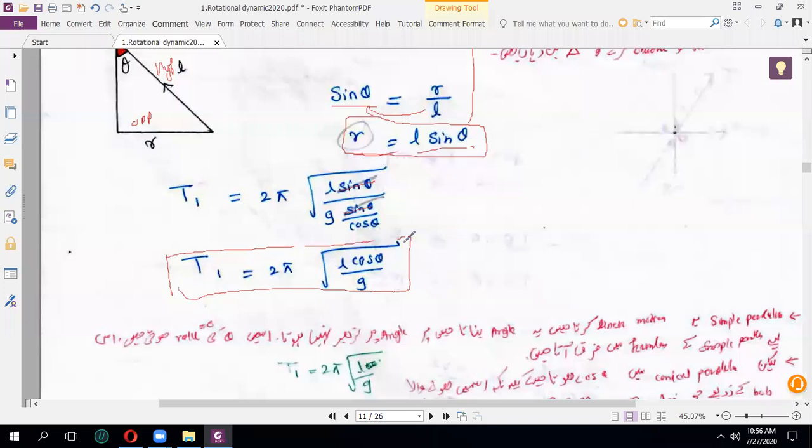With the help of this formula, we can easily calculate the time period, meaning how much time a conical pendulum takes for one complete revolution. We can easily calculate it with the help of this formula.